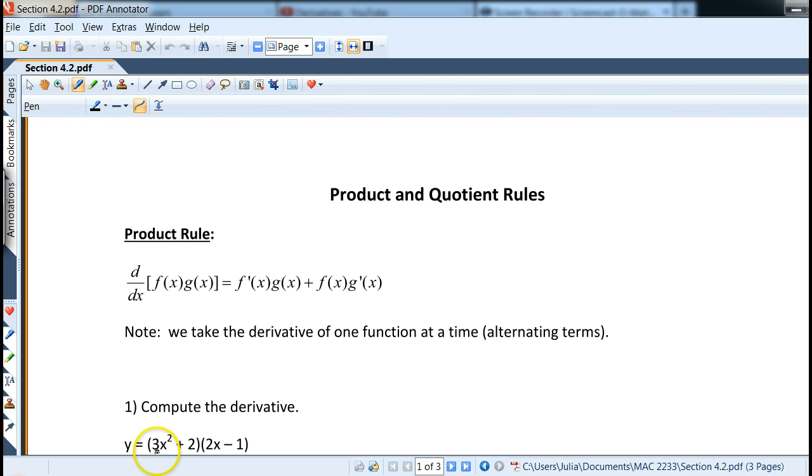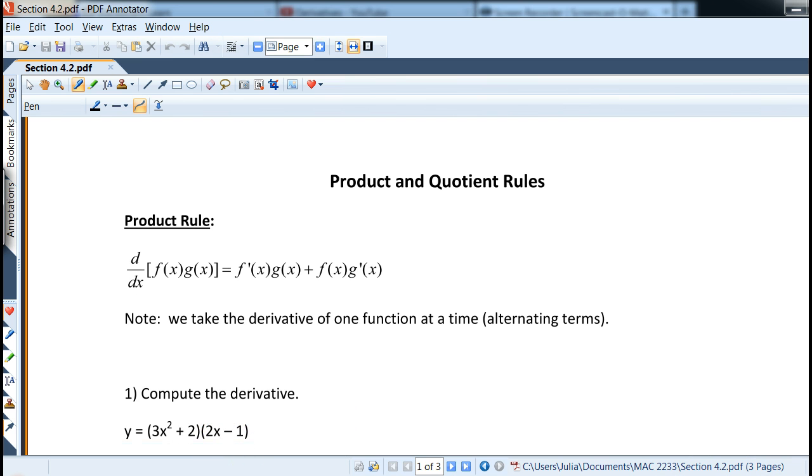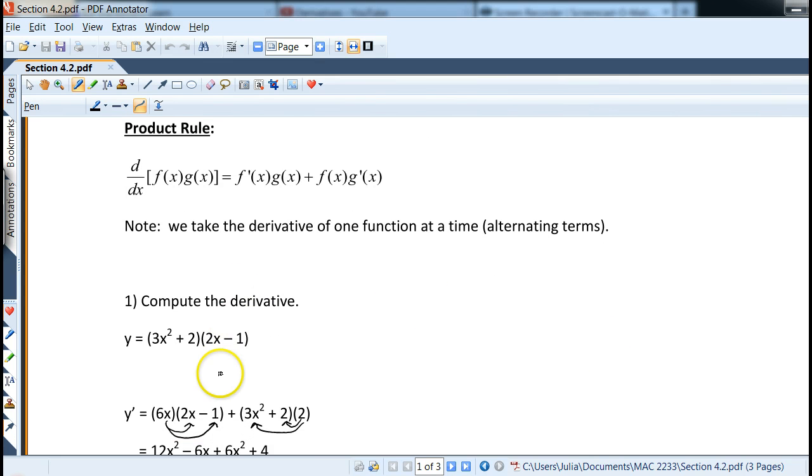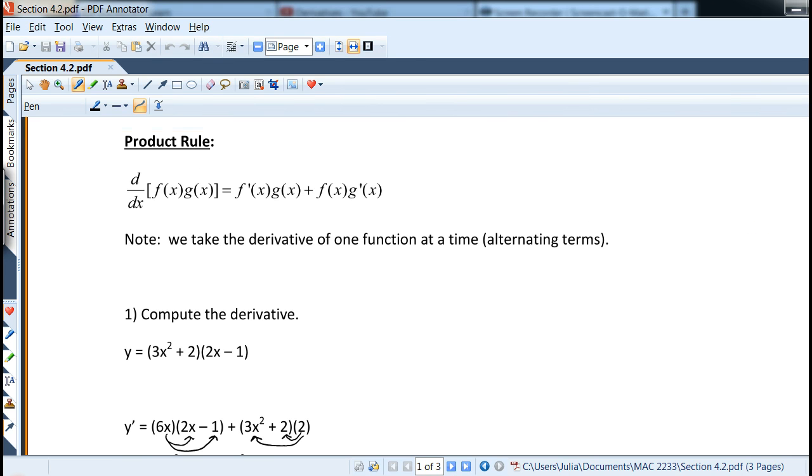So for example, if you have a product of 3x squared plus 2, we'll call this the first function, and 2x minus 1, which would be the second function, how would we perform the derivative? Well, notice this is before I rewrote it. Let's first take the derivative of the first function, which is the derivative of 3x squared, which is 6x. Then the derivative of 2 is 0. So 6x is the derivative of the first function times, notice how I kept 2x minus 1 as the original, plus, now we keep the 3x squared plus 2, and we take the derivative of the second function, which is simply just 2. And then here we can simplify.